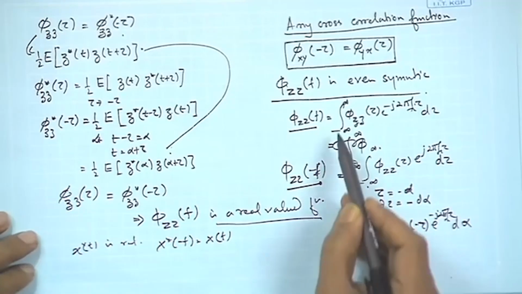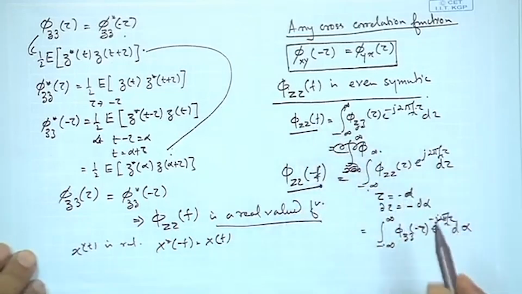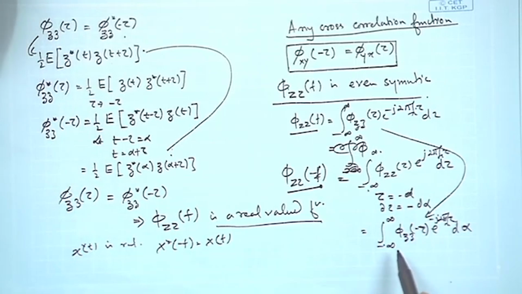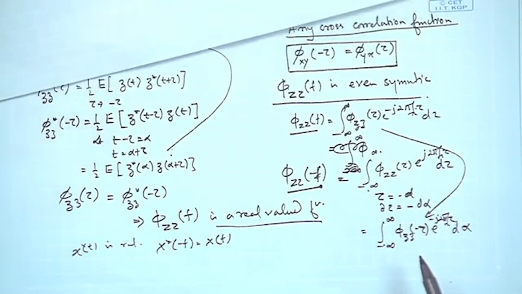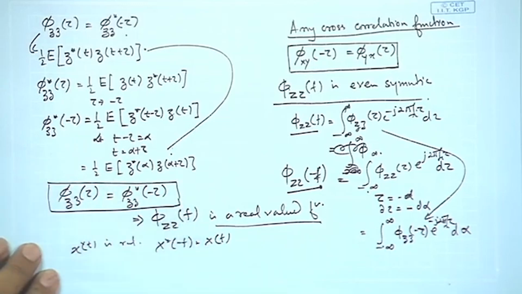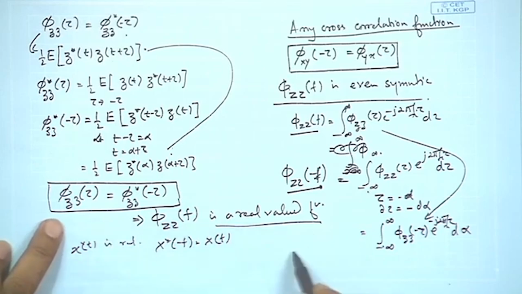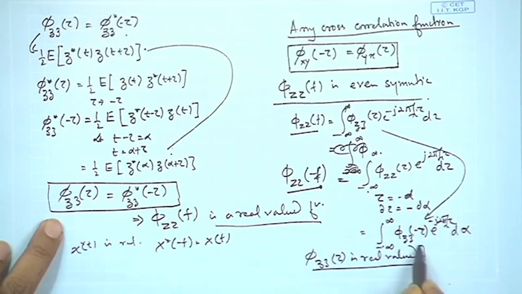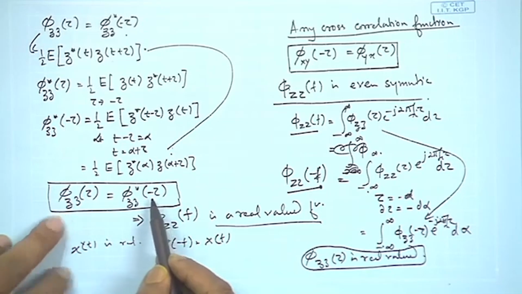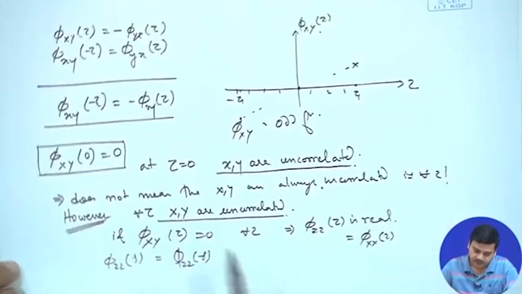In this particular step that we did, where we said it is even symmetric, we intuitively had assumed that phi zz tau is equal to phi zz of minus tau. This basically comes from the set of assumptions that we have already set forward regarding phi zz. However, what we yet had to do is that this is real valued. So, phi zz tau is real valued is the assumption that we use over here, and in that case phi zz tau is phi zz of minus tau.